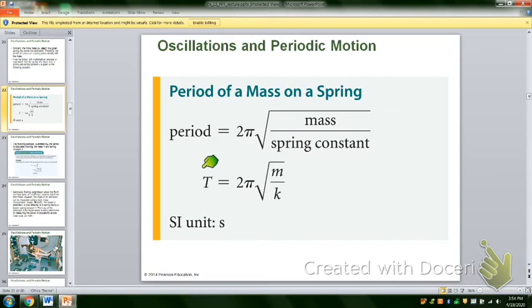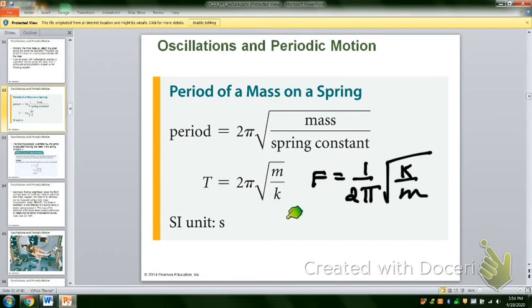Now, of course, frequency is simply the reciprocal of that. So a formula for frequency would equal 1 over 2 pi times the square root of K over M. You just flip everything over. I'm kind of surprised I didn't put that formula on the sheet. But period is this, and frequency is the reciprocal to it. You just flip it over.